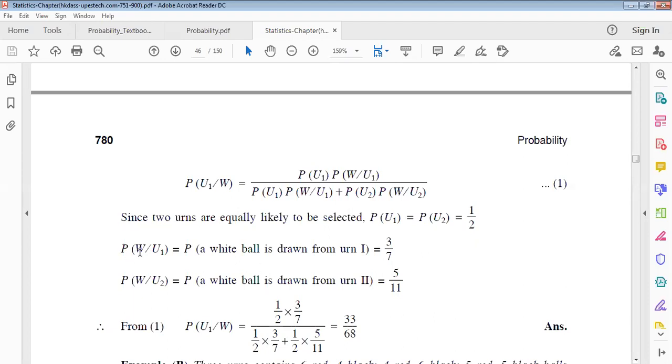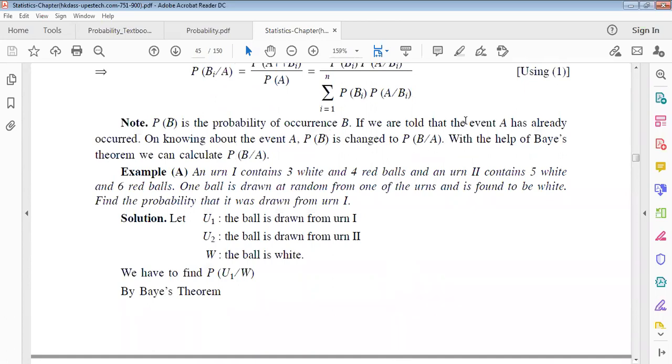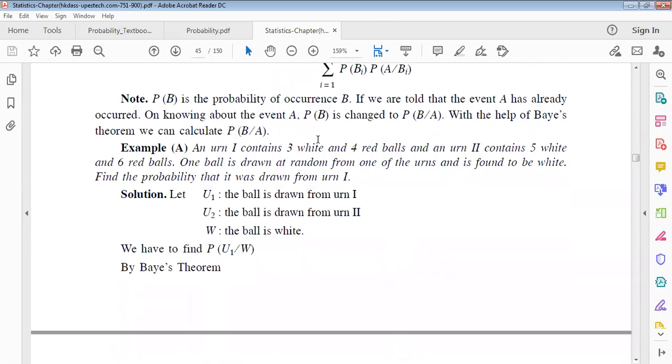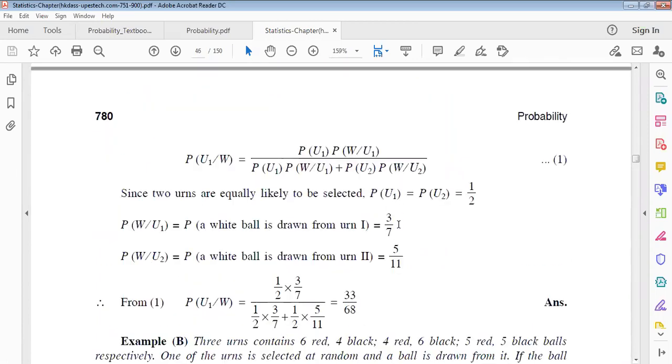Now the probability of a white ball when it comes from the first urn, that is, the probability that a white ball is drawn from urn 1, equals 3 by 7. Why 3 by 7? How many white balls are there in the question? 3 white balls. And the total balls in the first urn? 7. This is why the probability is 3 by 7.